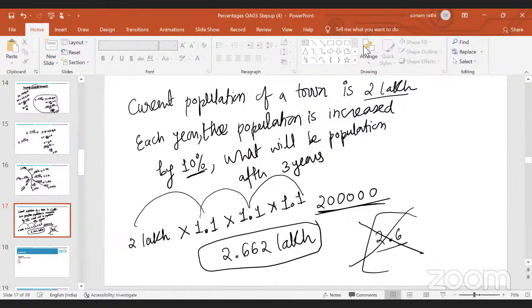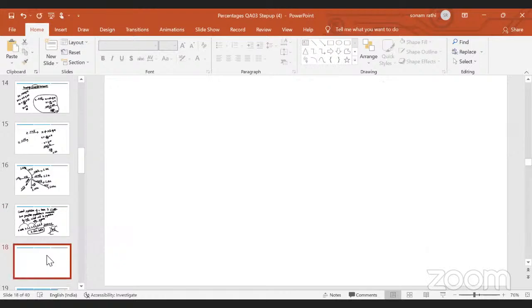Correct? All right. Okay. So can you do to the nearest? If you put 2.7, is it wrong? Yes, 2.6 is wrong, no? Because each year it is increasing. If you put to the nearest, as you put 2.7. No, they will not give you options like this. The correct answer option will be 2.662. Okay, let's do one more example like this.